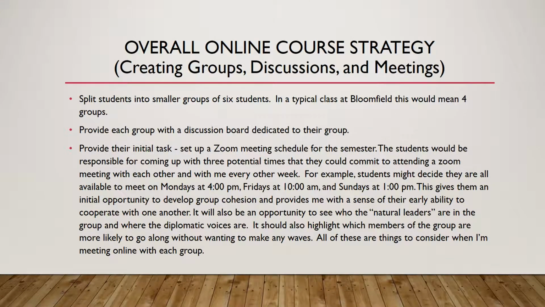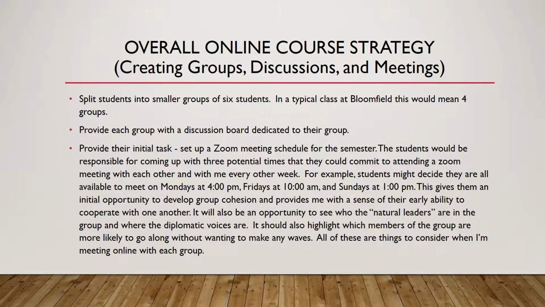Overall online course strategy: creating groups, discussions, and meetings. Split students into smaller groups of 6 students. In a typical class at Bloomfield, this would mean 4 groups. Provide each group with a discussion board dedicated to their group. Provide their initial task. Set up a Zoom meeting scheduled for the semester.